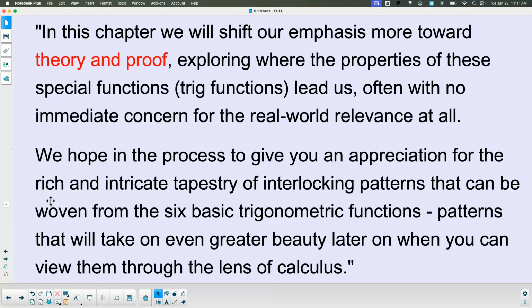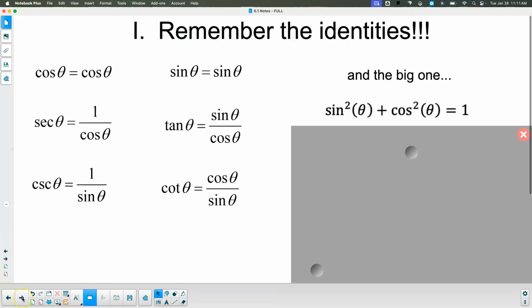using properties, appreciating the rich and intricate tapestry of interlocking patterns that can be woven from the 6 basic trigonometric functions. Patterns that will take on an even greater beauty later on when you see them through the lens of trigonometry. So that's what we're going to do. Today, we're going to start with what's called identities. So we're going to work out some identities for you today.